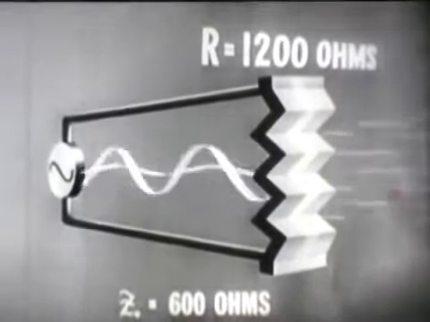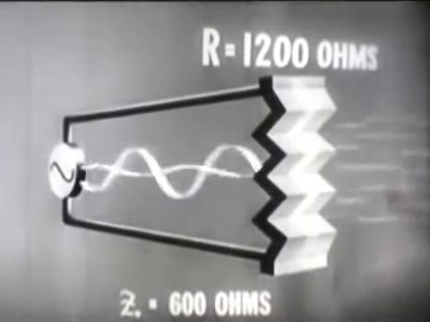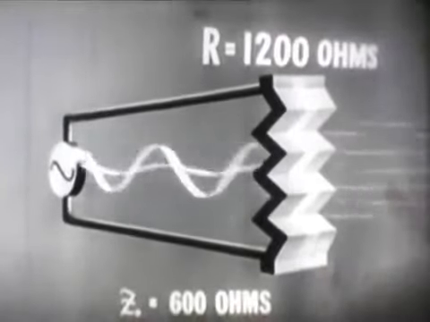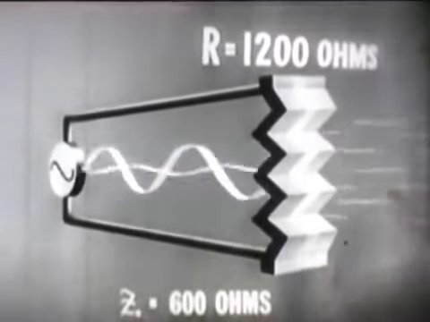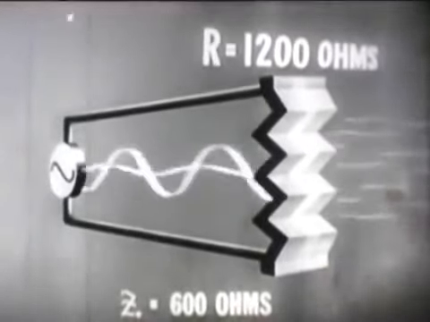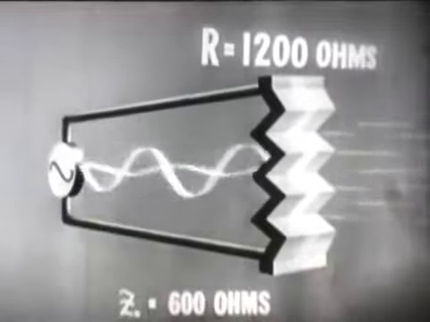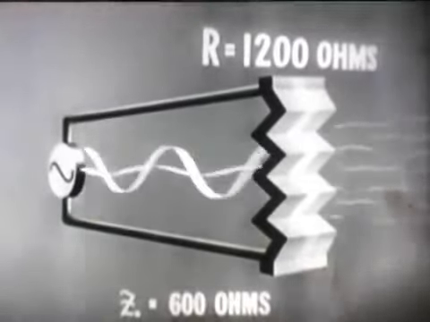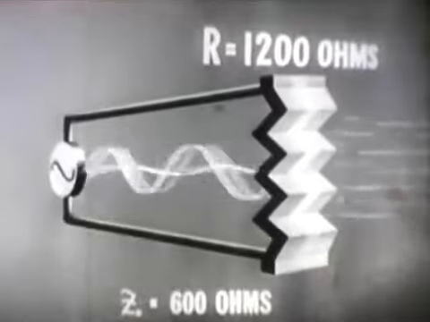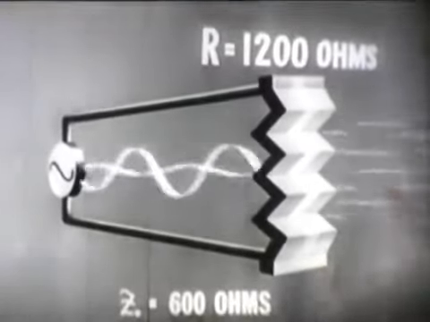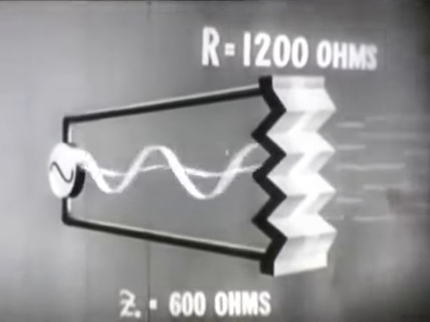Reflection always occurs whenever the resistance across the line is greater or smaller than the characteristic impedance of the line. The wave leaving the source of power is called the incident wave. The returning wave is called the reflected wave. The amplitude of reflected waves vary.